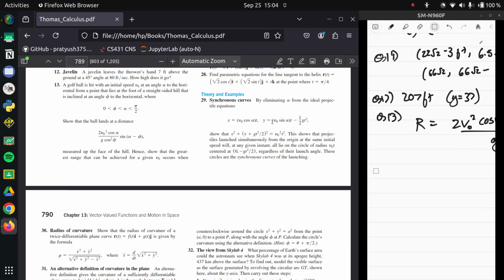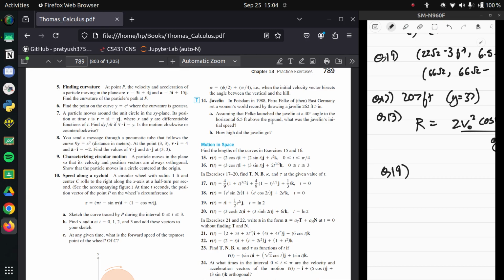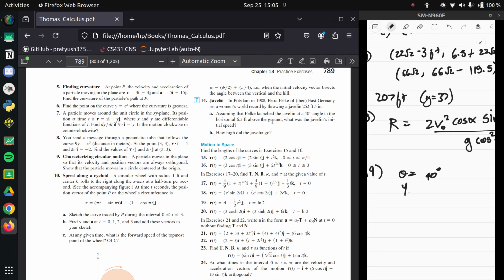Fine. Next, question 14. Question 14 is javelin. Okay. So East Germany set up a men's record by throwing a javelin some feet, inches, whatever. Assuming that this guy launched the javelin at a 40-degree angle to the horizontal above the ground, what was the javelin's initial speed? So they've given us theta. Theta is 40 degrees to the horizontal. Okay, so the y naught is given. It's just 6.5 feet. What was the javelin's initial speed? So v naught we have to figure out.